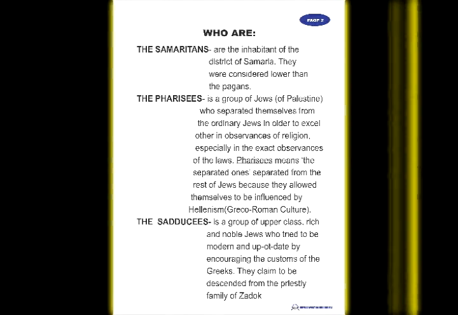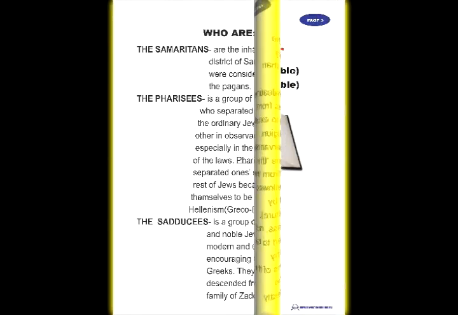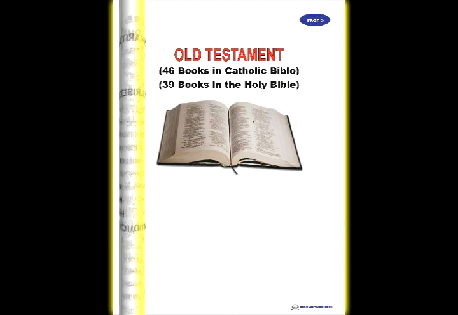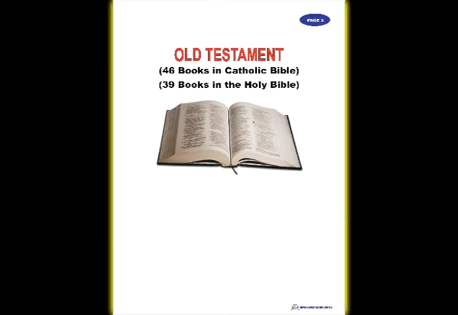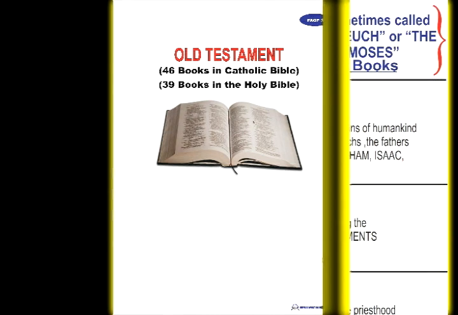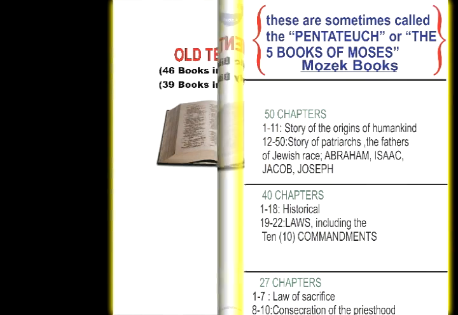Okay, let's go to the Old Testament. The Old Testament has 46 books in the Catholic Bible and 39 books in the Holy Bible. Meaning, there are 39 books in the Old Testament, and then there are 7 added books. It's called the Catholic Bible. So the 7 books are mostly practiced by the Catholic religion.